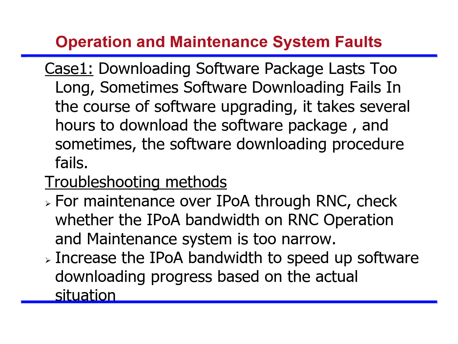Case 1. Downloading software package lasts too long. Sometimes software downloading fails in the course of software upgrading. It takes several hours to download the software package, and sometimes the software downloading procedure fails. The troubleshooting method is: for maintenance over IP over ATM through RNC, check whether the IPOA bandwidth on RNC operation and maintenance system is too narrow. Increase the IPOA bandwidth to speed up the software downloading progress based on the actual situation.